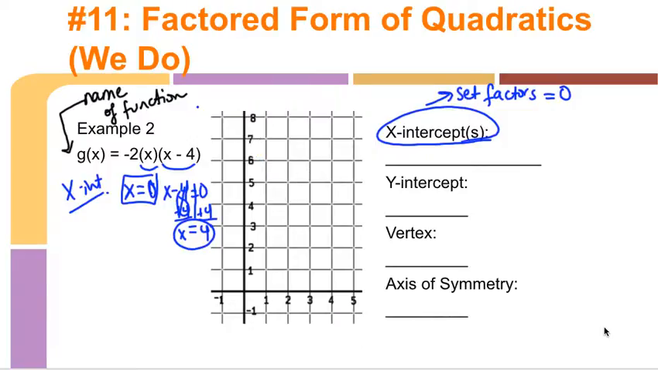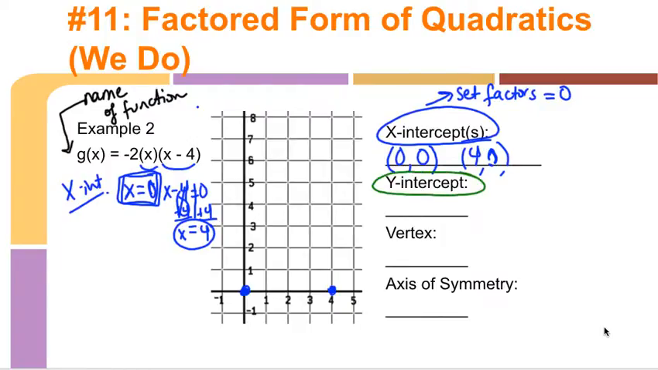So now I have two x-intercepts. One of them is 0, 0. That's from this one right here. And then my other one is going to be 4, 0. So I'm just going to plot those 2 points. I've got 0, 0 right here, and then 4, 0 right here. Alright. So now I move to my y-intercept.